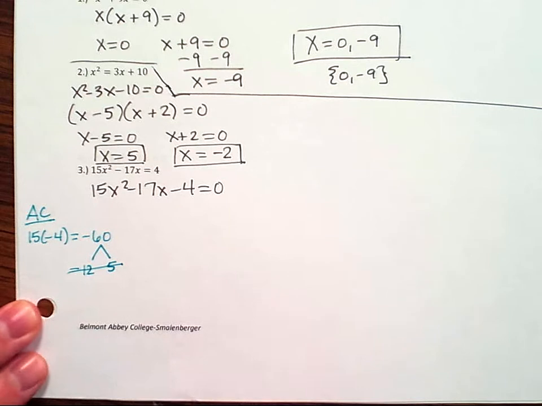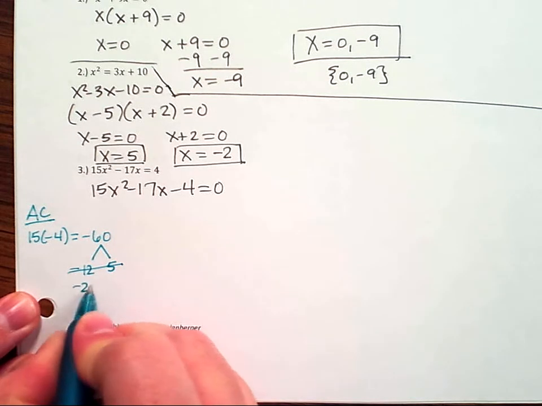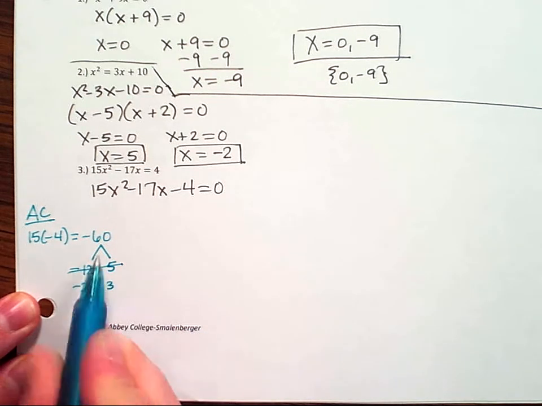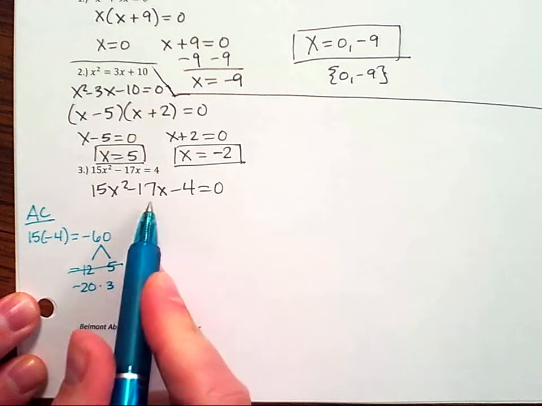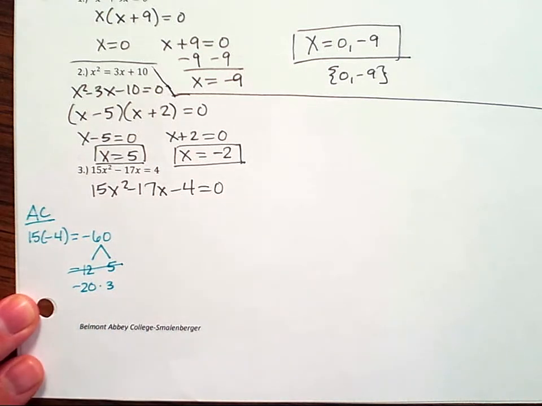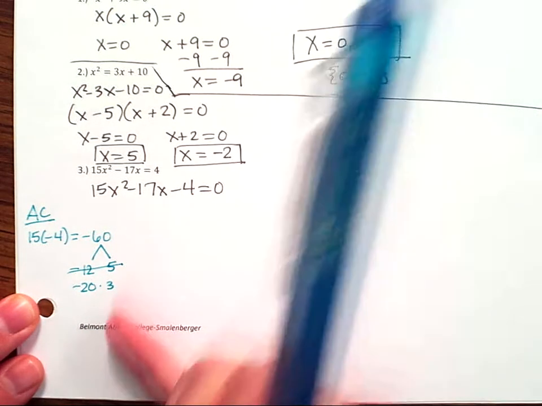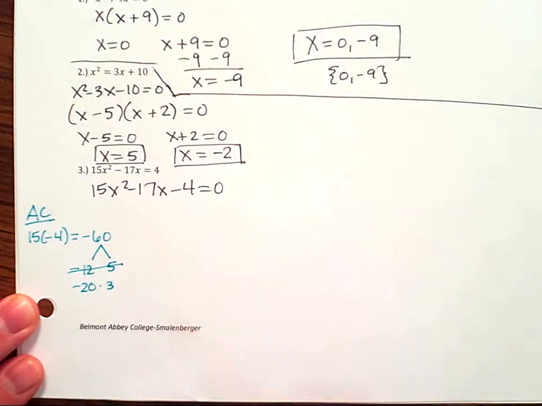Ryan has an idea. Negative 20 and positive 3. Okay, that multiplies to negative 60. Does that add to negative 17? Yes. So this is a good one because you have to go and check your work, right? Because there's a couple different ones that kind of add up.